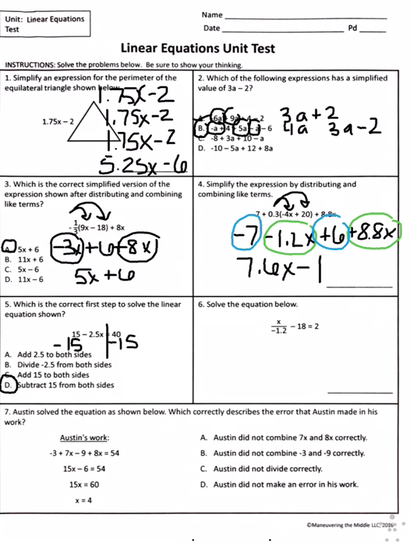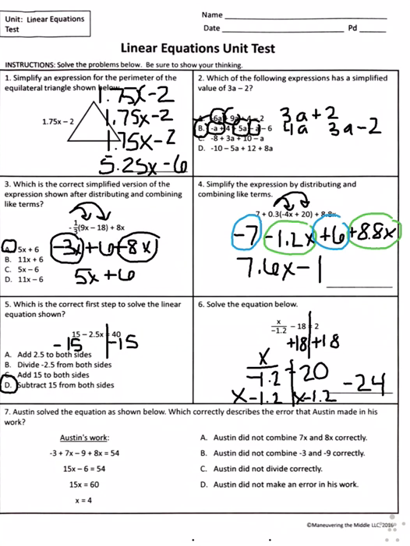Number 6, solve the equation below. I'm going to combine my like terms by doing the opposite. I do a plus 18. X over negative 1.2 equals 20. Now, typically, our last step is to divide. However, this fraction bar, x over negative 1.2, means divide, and we have to do the opposite. We're going to multiply by negative 1.2. So 20 times negative 1.2 gives us negative 24.